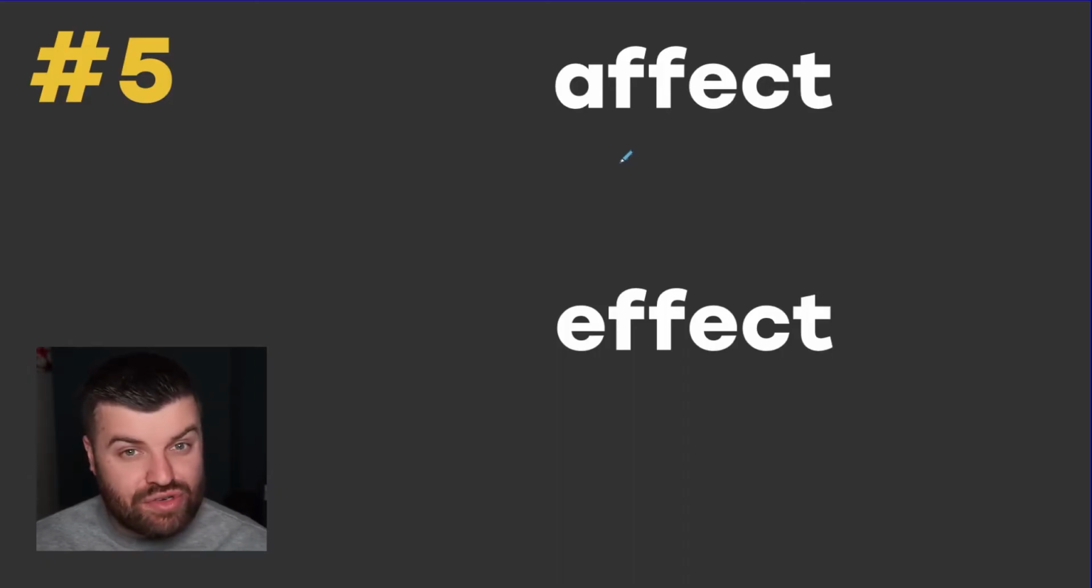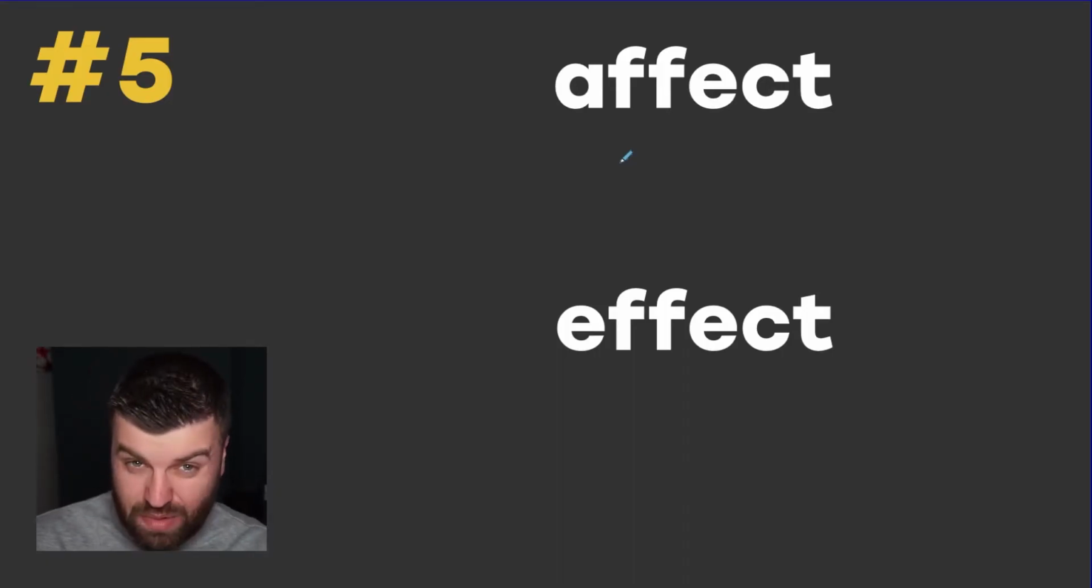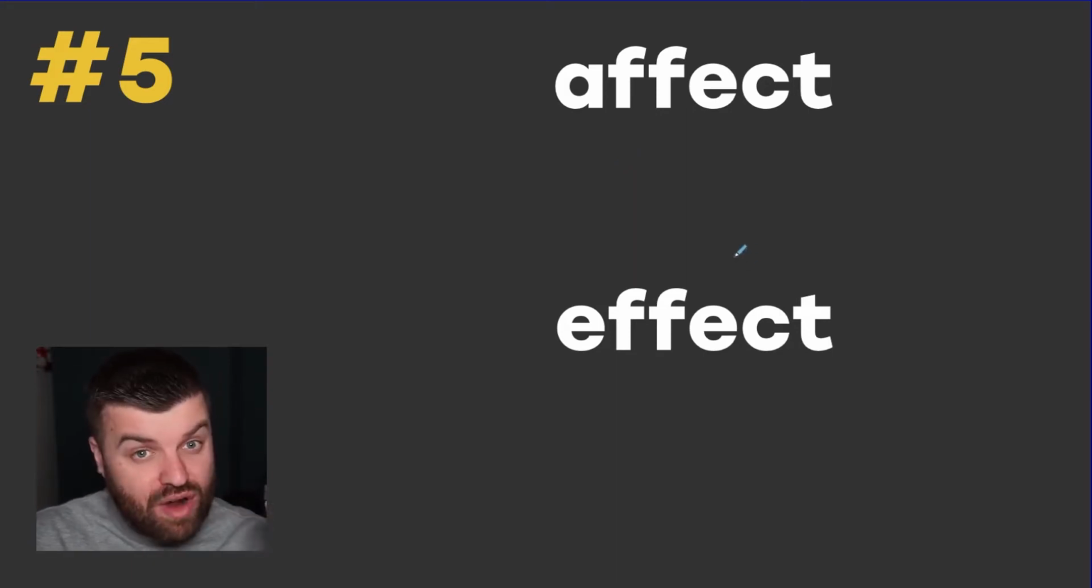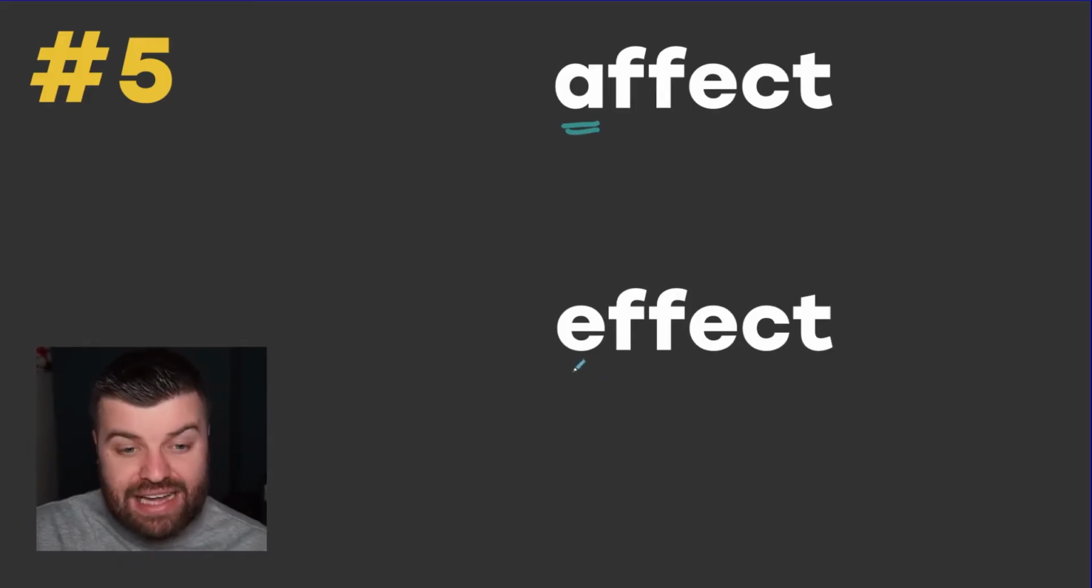The first one we have here is affect and effect. The reason this is a tricky one is because they're basically homophones. When you say them out loud, they sound the same. But when we write them down, we have to use a different spelling: affect with an A and effect with an E. It's sometimes useful to exaggerate those sounds to help you tell the difference.